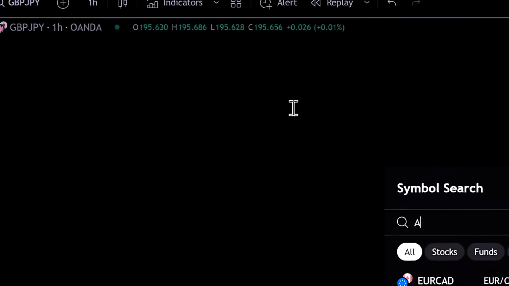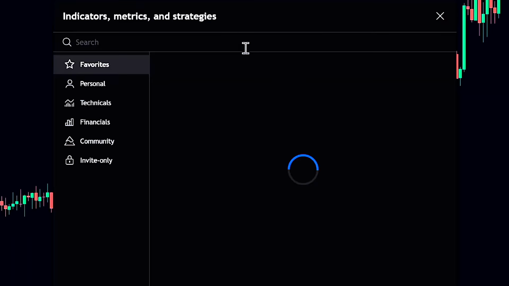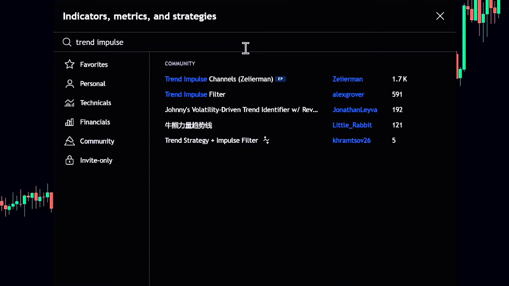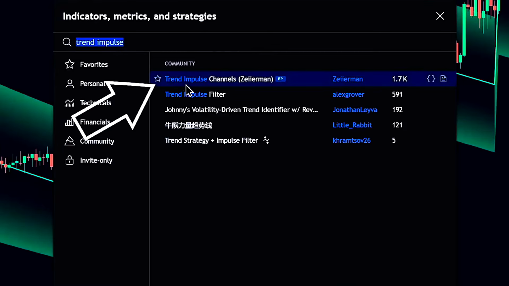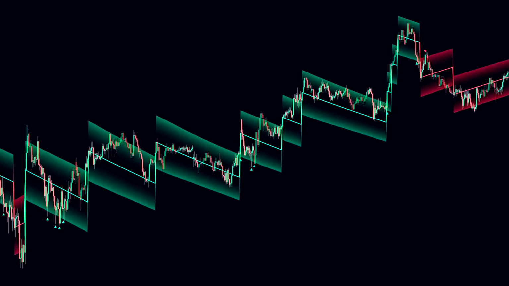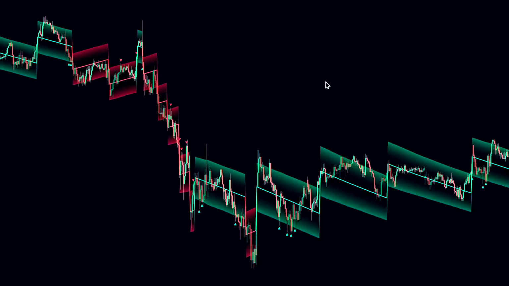Then click on Indicators, type in Trend Impulse Channels, and select the one by Zierman. Big shout out to them. Then add it to your chart. And there it is, the Trend Impulse Channels indicator. So what exactly are we looking at on the chart?